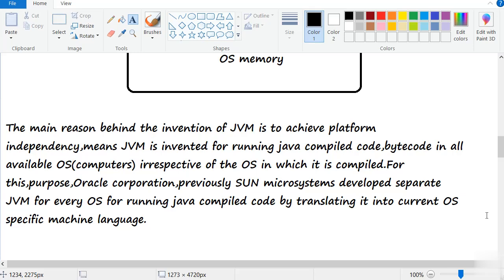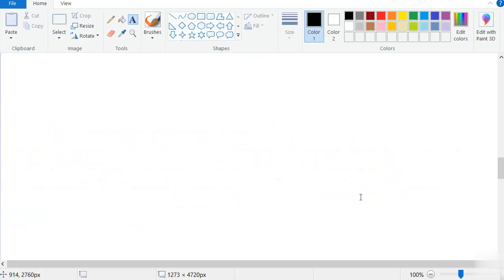For this purpose, Oracle Corporation acquired Java; previously it belonged to Sun Microsystems. Before Java was invented by Sun Microsystems, they developed a separate JVM for every operating system for running Java compiled code by translating it into the current operating system specific machine language. So next we will discuss what is the difference between virtual and virtual machine.